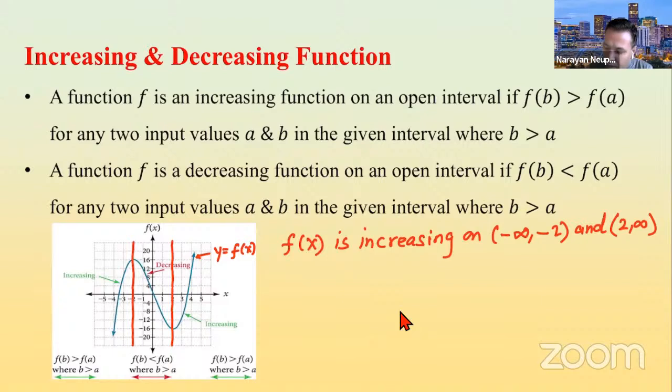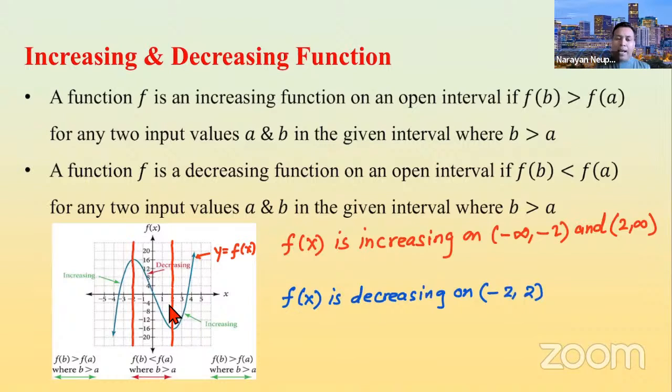But if you look at the other interval, between these two values, that is from -2 up to 2, everybody look at the screen now. Between -2 and 2, when you go from left to right, at -2 the graph is here. After that, the graph is going down. Going down means decreasing. So the graph is decreasing from -2 up to 2. We say f of x is decreasing on the interval from -2 up to +2. You can write this now.